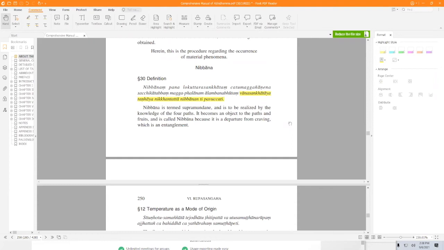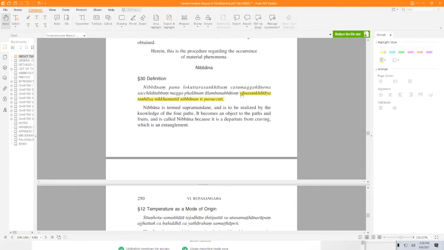So those path experiences take Nibbana as their object and realize Nibbana. And then Nibbana also becomes the object of the fruit, the fruition cittas. And so Nibbana becomes the object to the paths and the fruits.